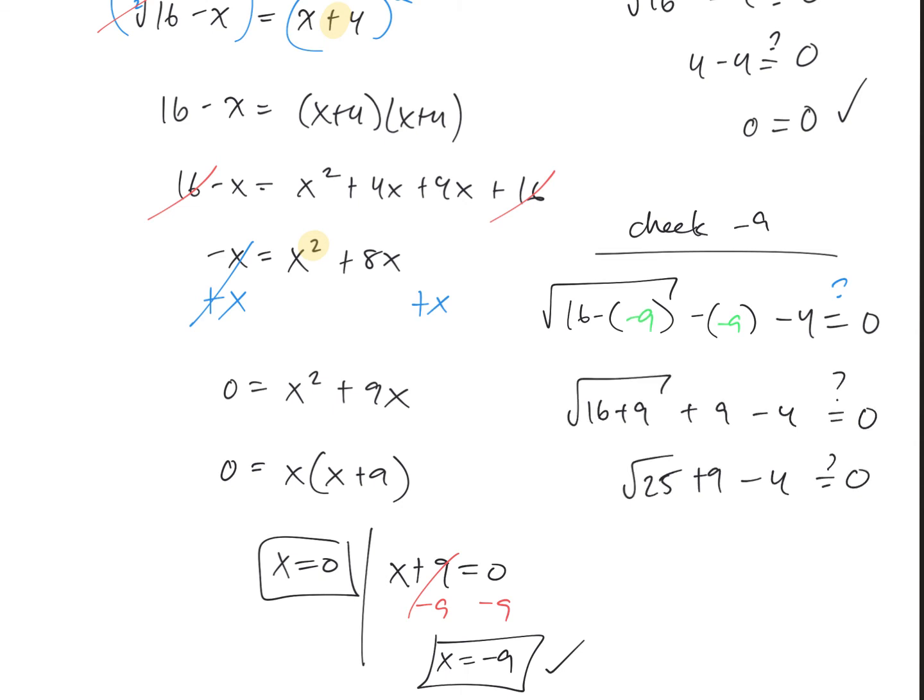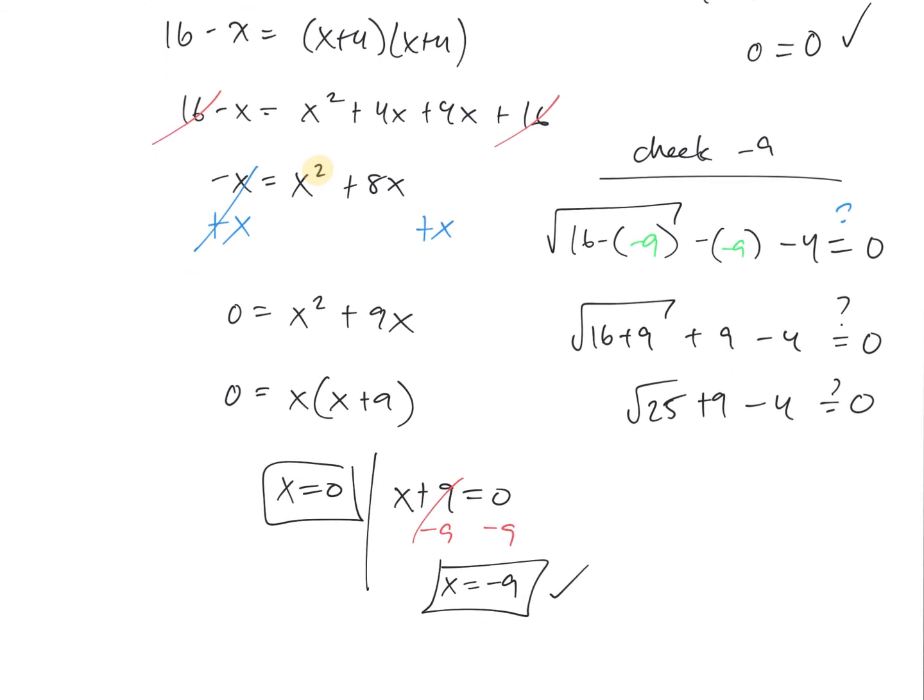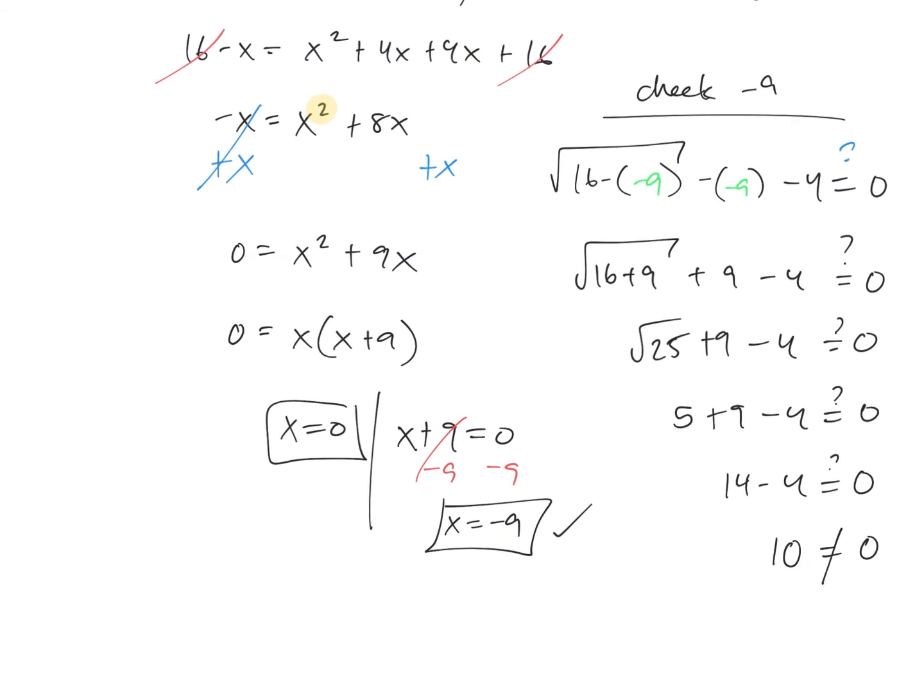I want to know if that equals 0. The square root of 25 is 5, plus 9 minus 4. Is that going to end up equaling 0? 5 plus 9 is going to be 14, minus 4. Does that equal 0? Ooh, 14 minus 4 is 10. 10 does not equal 0.